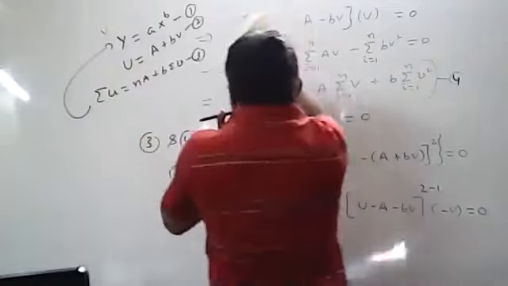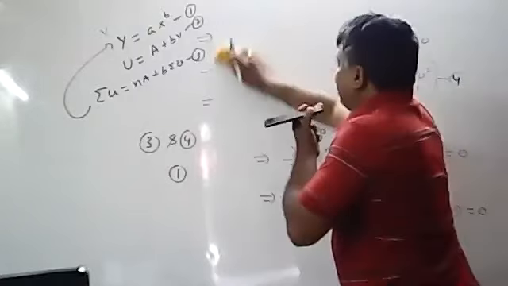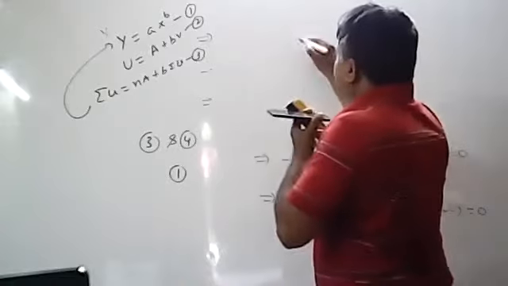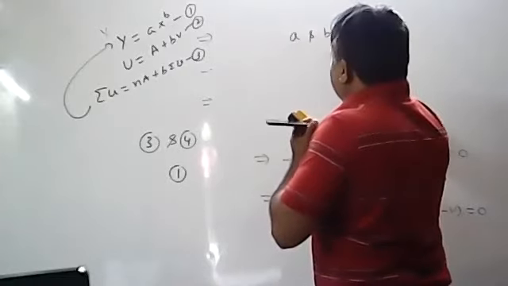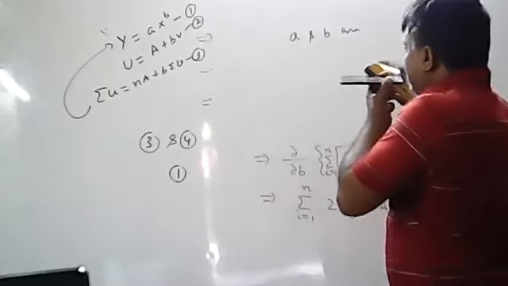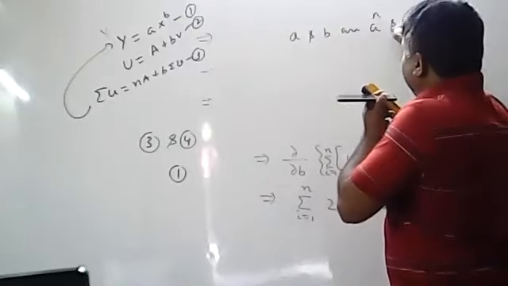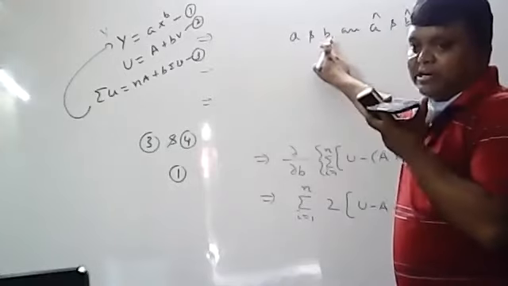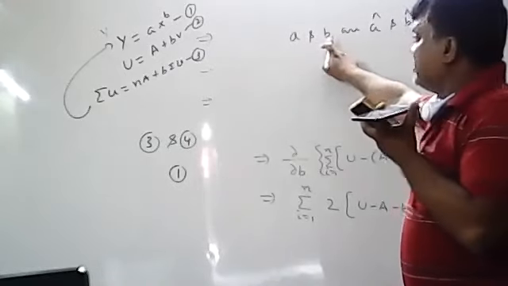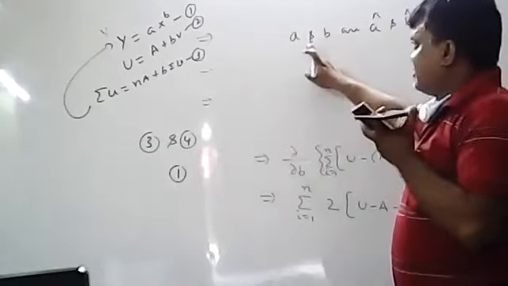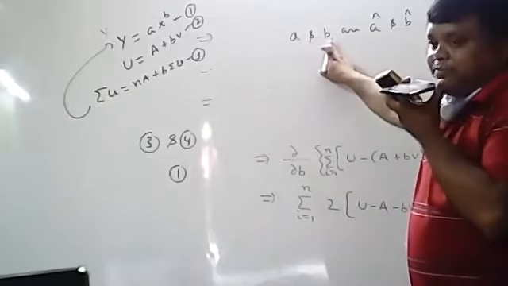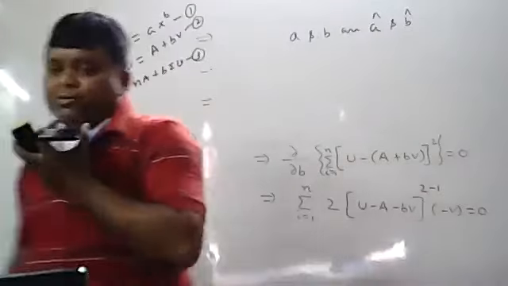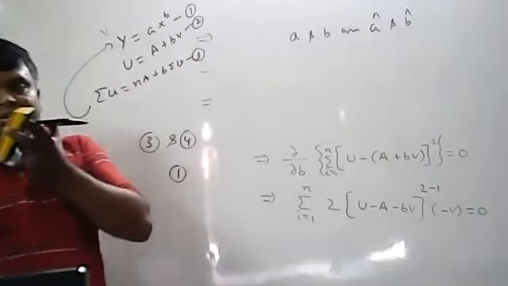After solving these normal equations, we get the estimated values of small a and small b as a crown and b crown respectively. This is small a, small b only, because for the power curve only small a, small b are there.